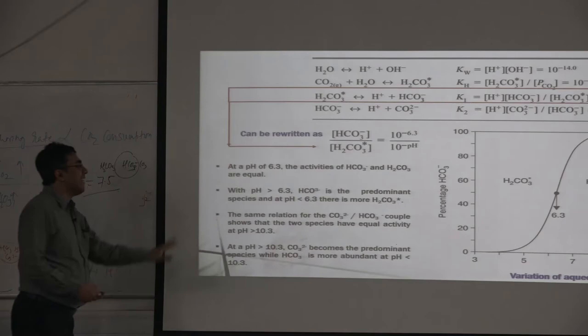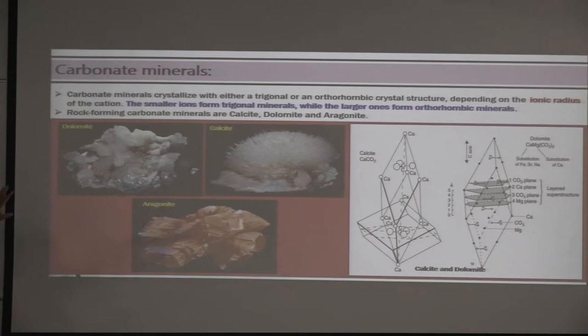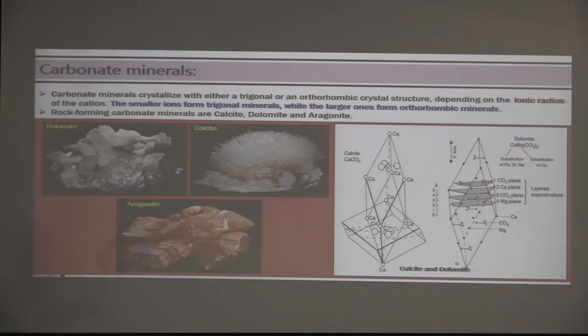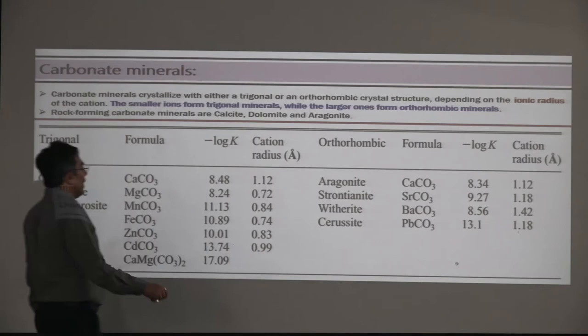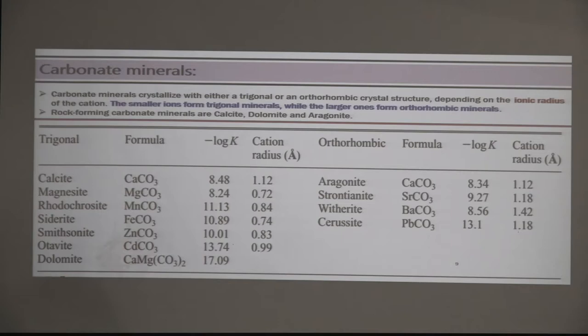So let's come to the rocks. I would not tell much about them, because I like chemistry, but I don't like rock. But one thing I can say is that carbonate rock can make trigonal and also orthorhombic structures, and that depends on the cation, except calcium. If the ionic radius is bigger, then it forms orthorhombic minerals. If it is a smaller ionic radius, then it is trigonal. Only one thumb rule.